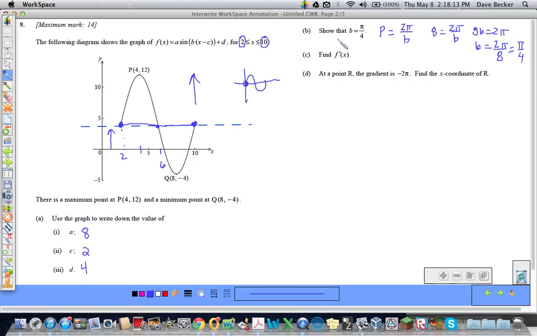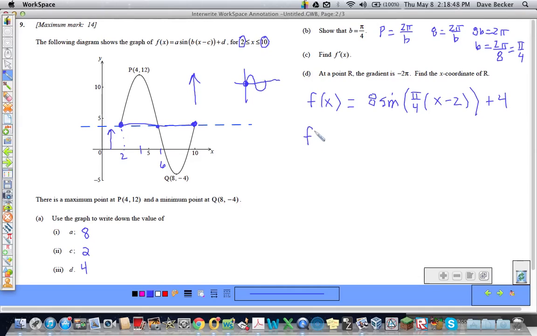Find f prime of x. Well, first we need f of x. So even if you've messed up a and b, if you use those values and take the derivative, then you're still fine. So this would be 8 sine, they gave us b, pi over 4, times x minus 2, plus 4.